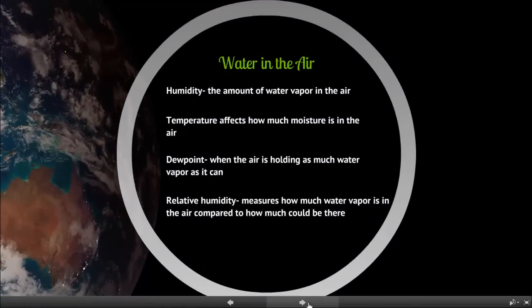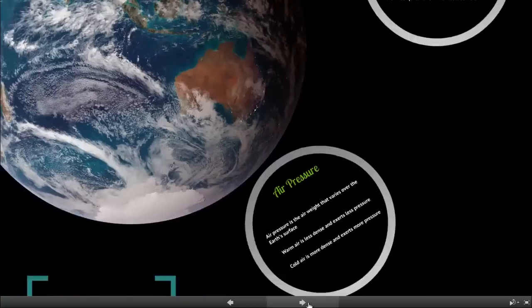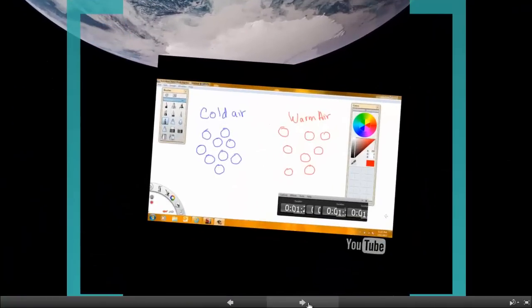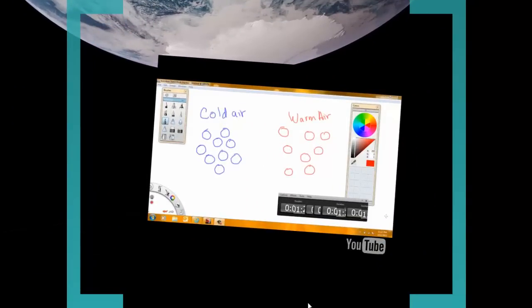So the amount of water vapor in the air affects a lot of different things. Humidity is the amount of water vapor that is in the air at any time. And the temperature affects how much moisture can be in the air. If you look back at this diagram, warm air is much more spread out, so you can have a lot more water vapor stored up in there. Cold air is a lot closer together, so there's not as much room for water vapor.